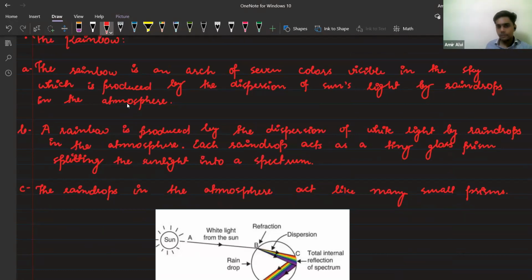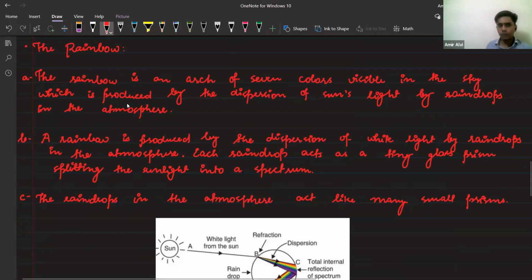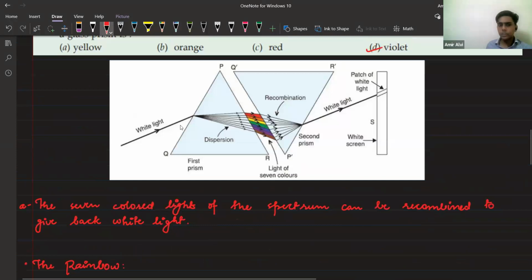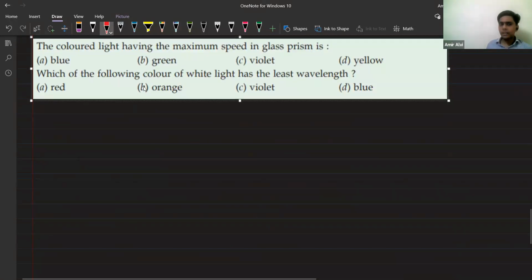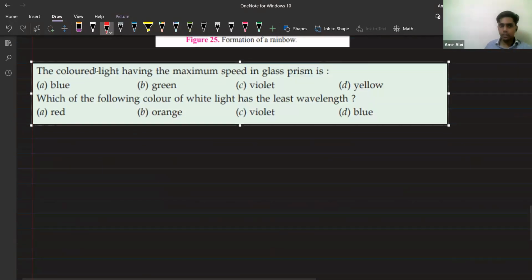The next topic that I'm going to start is atmospheric refraction. That is completely new. I have only taught the combination and the rainbow part. Now this numerical is based on the previous topic that we have done, that is dispersion, so you could easily understand.